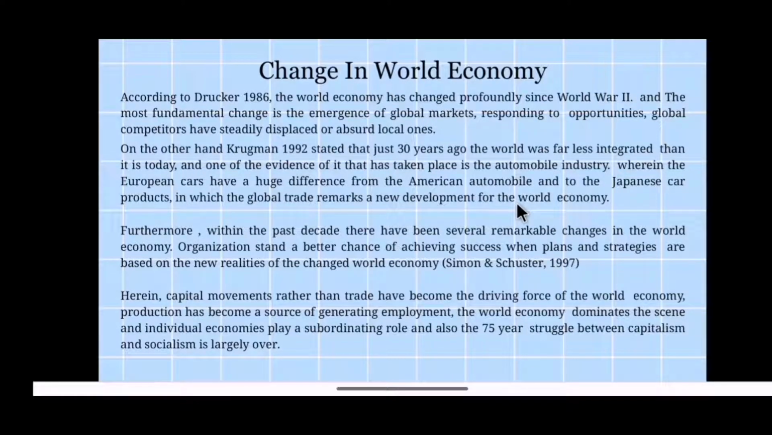Furthermore, within the past decades, there have been several remarkable changes in the world economy. An organization stands a better chance of achieving success when plans and strategies are based on the new realities of change in the world economy, according to Simon and Chester 1997. Herein, capital movements rather than trade have become the driving force of the world economy. Production has become a source of generating employment. The world economy dominates the scene and individual economies play a subordinate role, and also the 75-year struggle between capitalism and socialism is largely over.